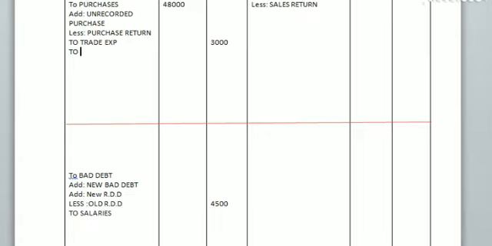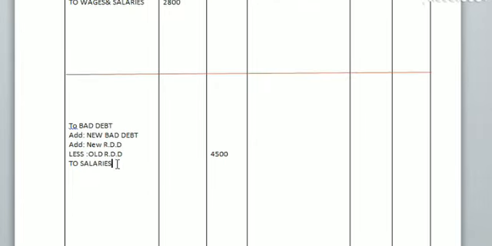Trading account, to wages and salaries. Inner column, because an adjustment is given, 2,800. The next is advertisement. It will come in the P&L account. To advertisement, the amount will come in the inner column, 4,000 rupees. So here we are going to write 4,000 rupees in the inner column.